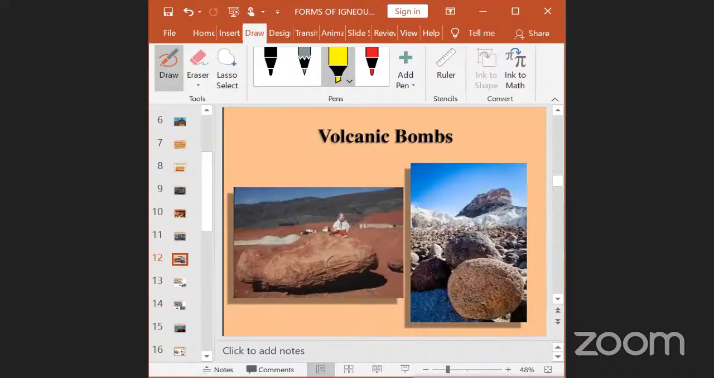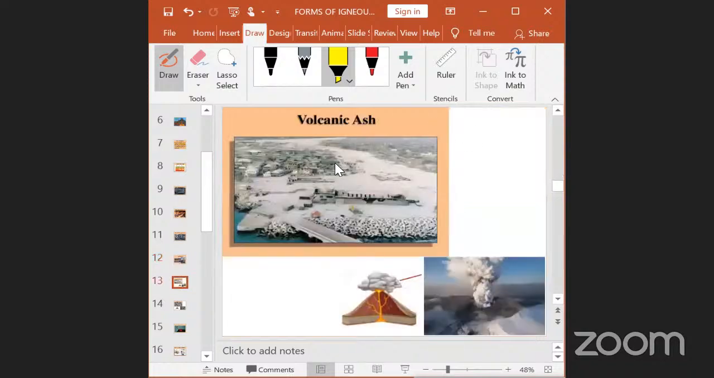So you see, first of all, volcanic tuff. You see these pictures. These are the volcanic bombs. Then next, this is the volcanic ash. You see these pictures. This is the active volcanoes and you see the ash here.